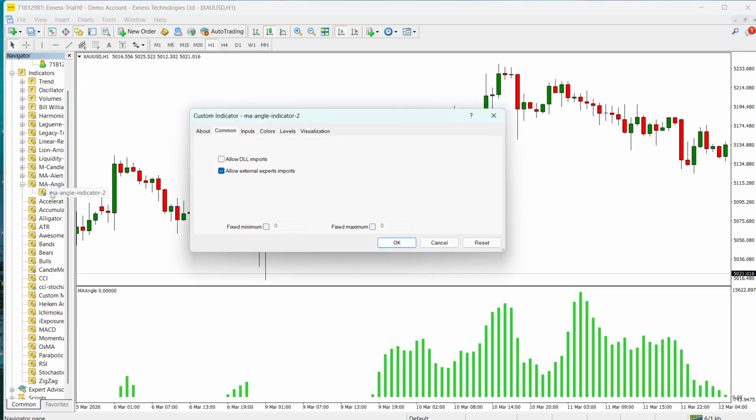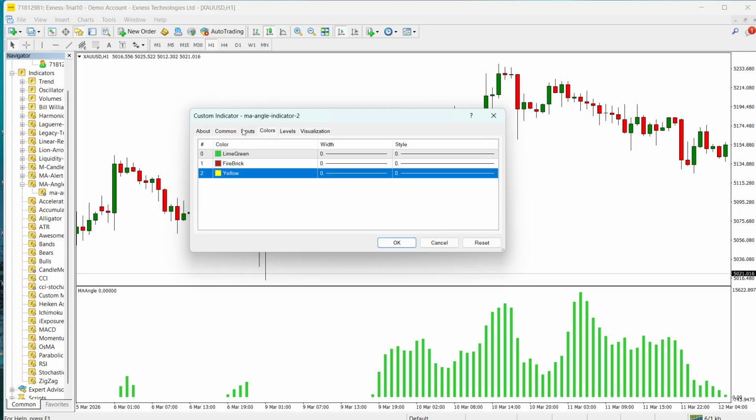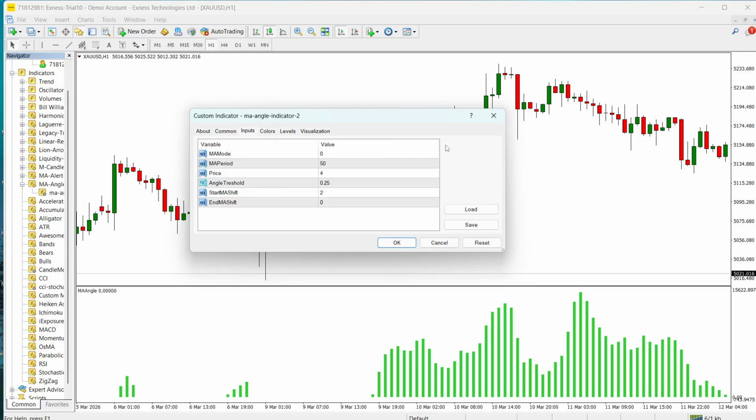Alright, as for the settings, let's see what we have at the inputs. The settings generally include the moving average period, the type of moving average, and the angle calculation method. You may also find options for threshold levels that categorize the angle into different trend zones, as well as color customization and alert settings.